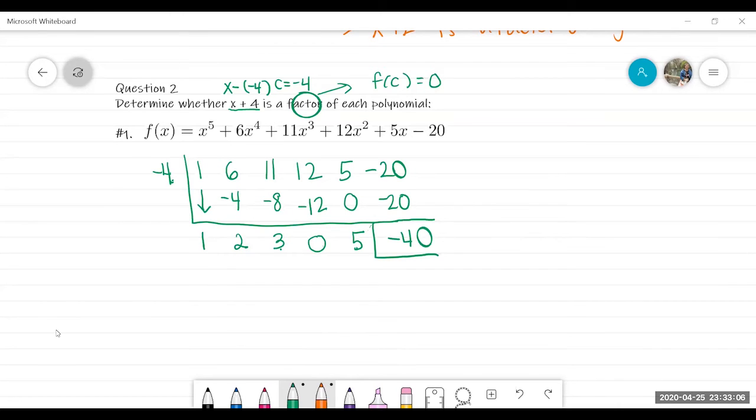So in this case, this is equal to f of -4, which tells us x plus 4 is not a factor. I guess I should say of f of x. Okay? We'll do another one like this in just a moment.